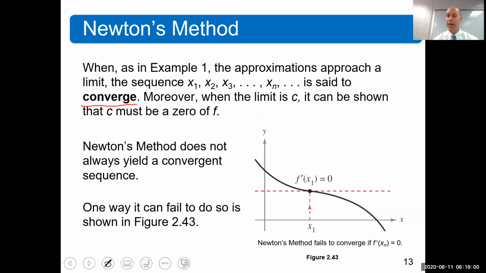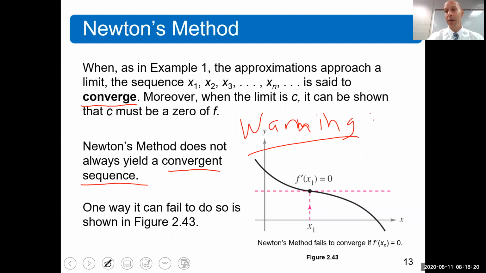Newton's method does not always yield a convergent sequence. So I wanted to warn you about this. So this is a warning. When you start doing Newton's method, if your successive values get further and further apart, you've got a problem. So let's say your first guess was x naught equals 1, and then x1 is, let's say, 3/2. But then x2 turns out to be 2, and then x3 turns out to be 4 or something, and the values are getting further and further apart from something. That's a pretty good indication that you've got a problem, Houston.